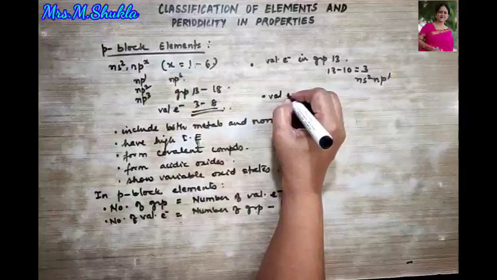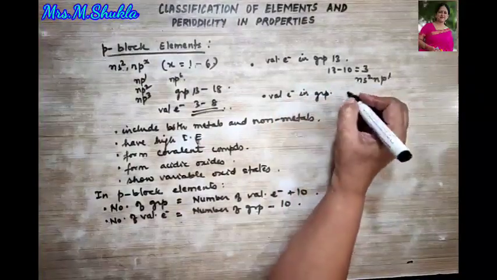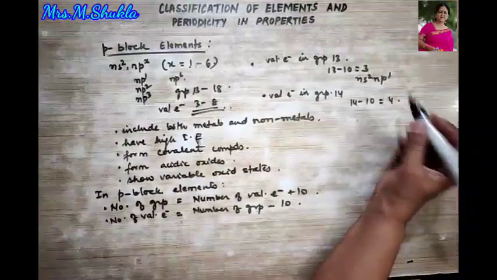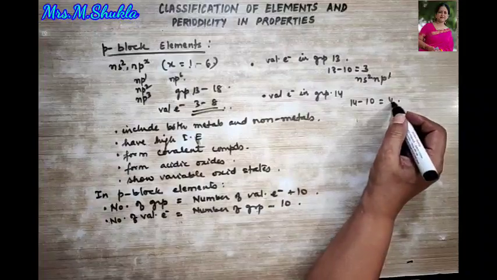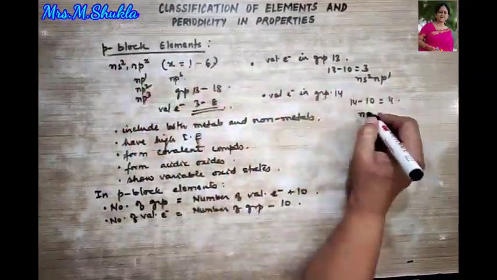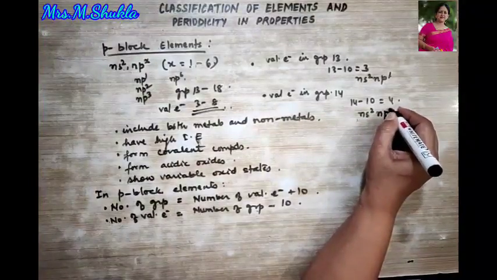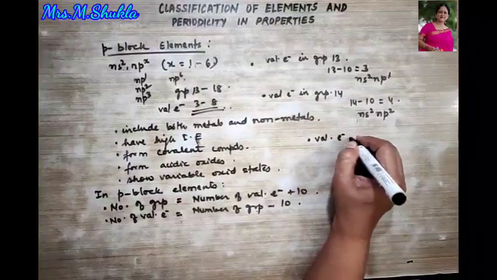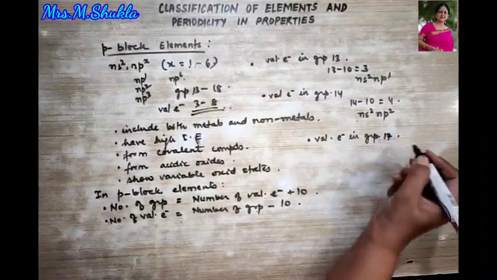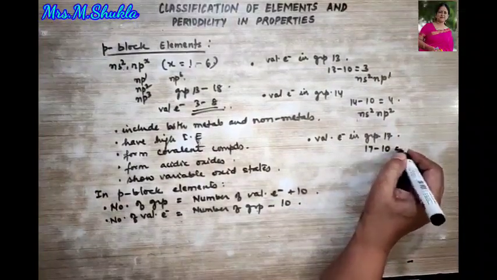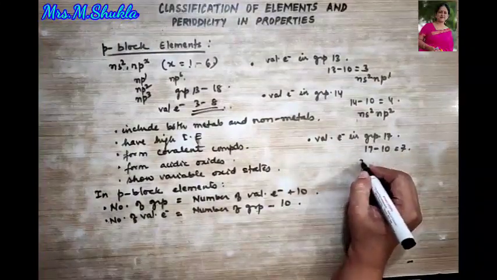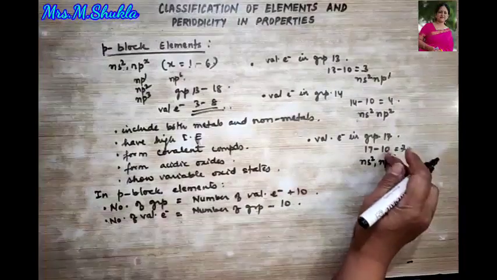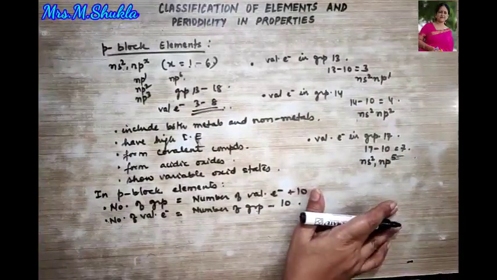Valence electrons in group 14. How to find out? This will be 14 minus 10, which is equal to 4. Now give me the configuration of it. Since it is 4 electrons, ns2 has to be filled first. Now what is left? np2. Have you understood this? Okay. Then take another example. Valence electrons in group 17. So this will be 17 minus 10, which is equal to 7. Okay. So configure this. This will be ns2 np5, since 7 minus 2 makes it 5. I hope this p block is also very clear to you.